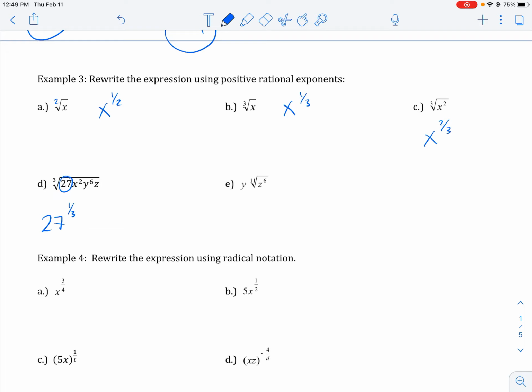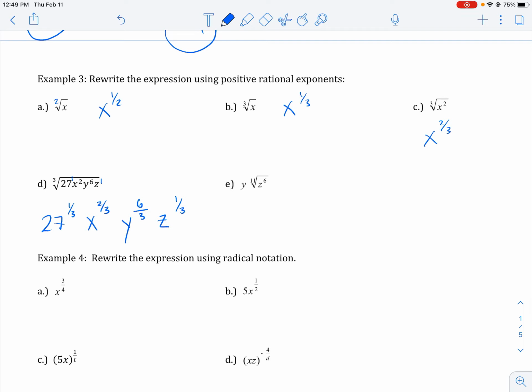27, starting with this guy, raised to the 1/3. Next we have this x squared, so this is x to the 2/3. This is y to the 6/3. And this is z to the 1/3. Again, all of their exponents are over 3, and I just adjusted whatever exponent they had on the inside. So 27 just had a 1 here, z just had a 1, and the other ones had 2s and 6s.